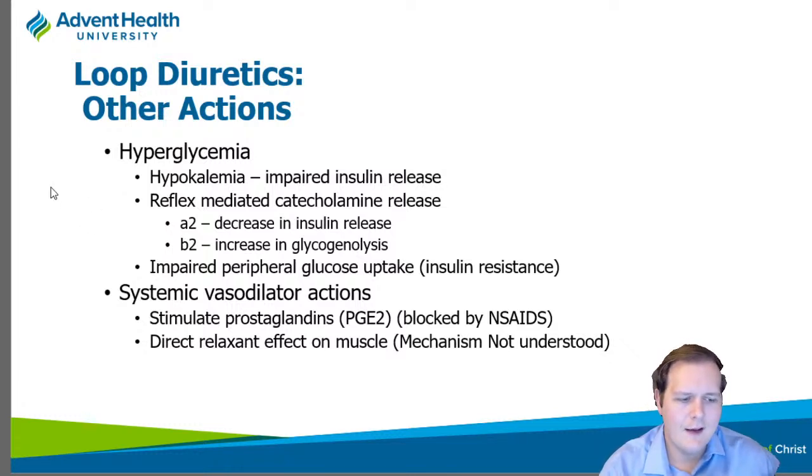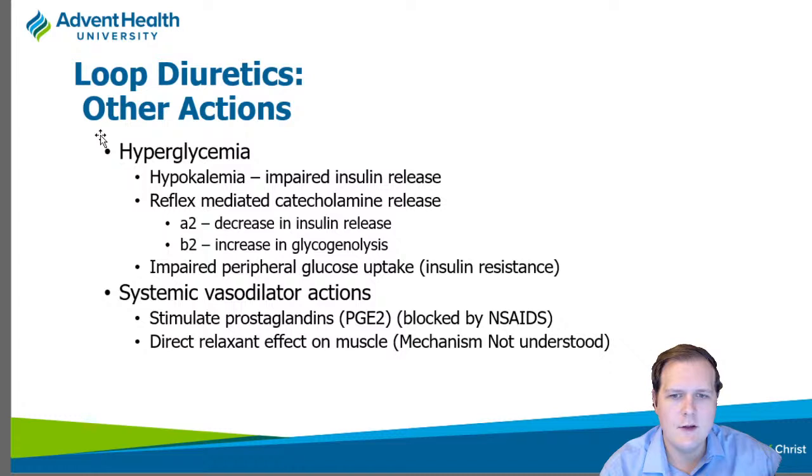Well, when the kidneys detect that they're losing too much volume, they don't have enough salt, they will then activate all these reflex mechanisms. They'll activate the sympathetic nervous system. They're going to be activating the renin-angiotensin system, and it's going to have a whole lot of systemic body actions, as we're going to see here.